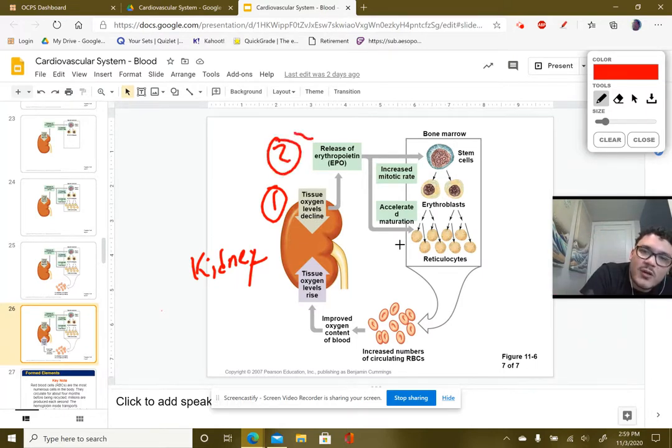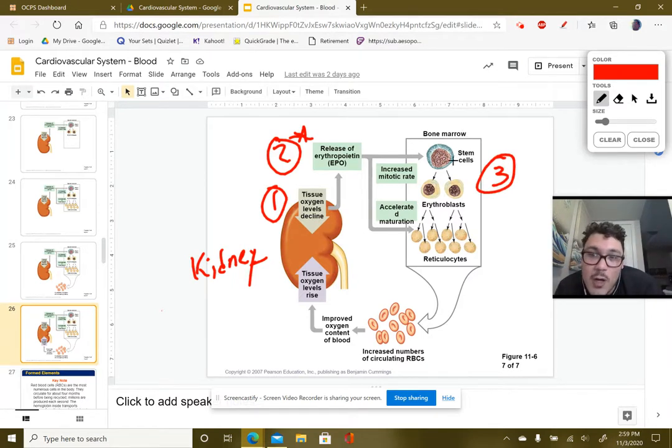And I'm going to star this because this is really important. Your kidneys are going to secrete a protein called erythropoietin, EPO. What does EPO do? EPO circulates through the bloodstream and it reaches the bone. Specifically, it targets the bone marrow, and it tells the bone marrow we need new cells stat. So the bone marrow is going to create those stem cells, right? Increase the level of mitosis, which is growing new cells, and also accelerate maturation. It makes it mature even faster.